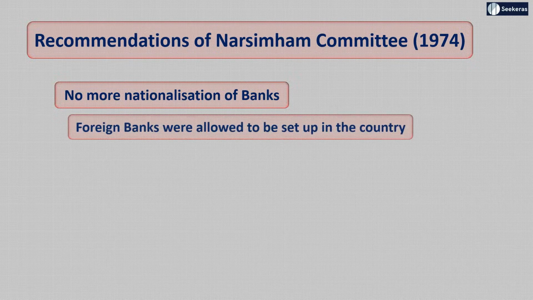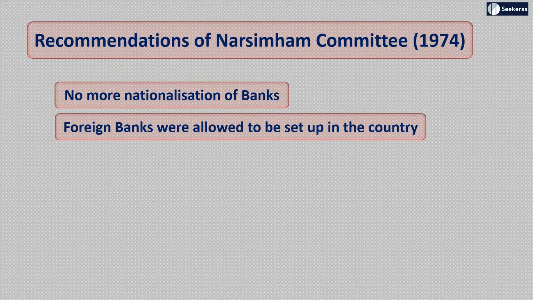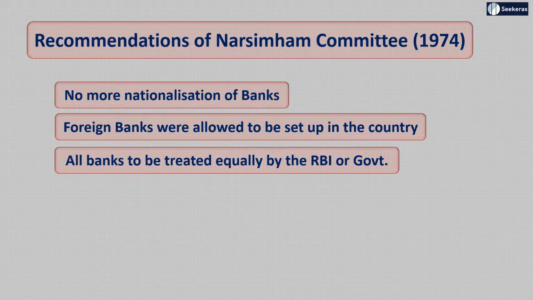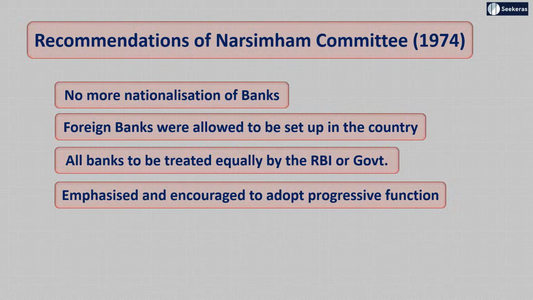Foreign banks would be allowed to open offices in India either as branches or as subsidiaries. In order to make banks more competitive, the committee suggested that public sector banks and private sector banks should be treated equally by the government and RBI. It was emphasized that banks should be encouraged to abandon the conservative and traditional system of banking and adopt progressive functions such as merchant banking and underwriting, retail banking, etc.